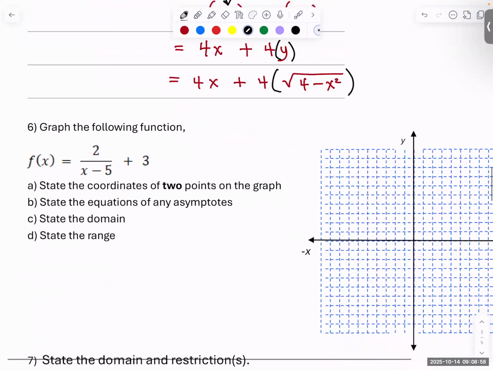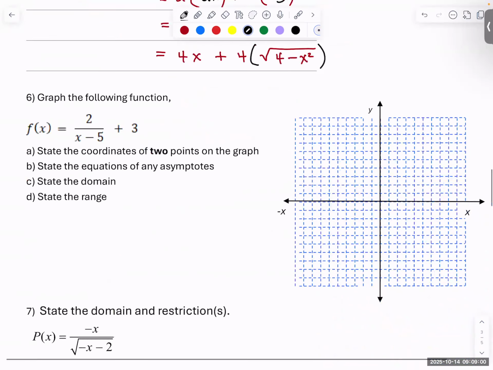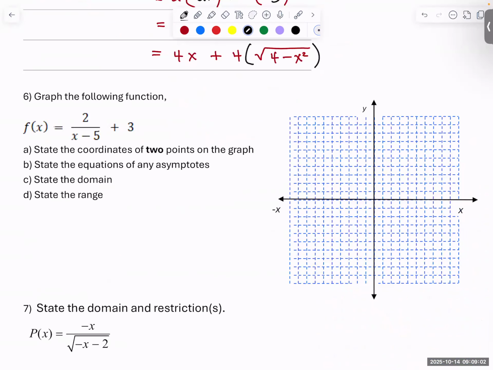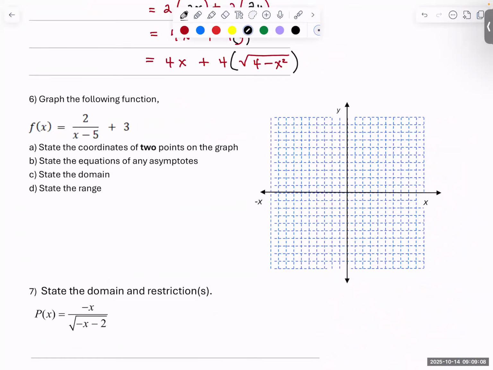Number 6, graph the following function. 2 divided by x minus 5 plus 3. State the coordinates of 2 points on the graph. State the equations of the asymptotes or boundary lines. State the domain and state the range.